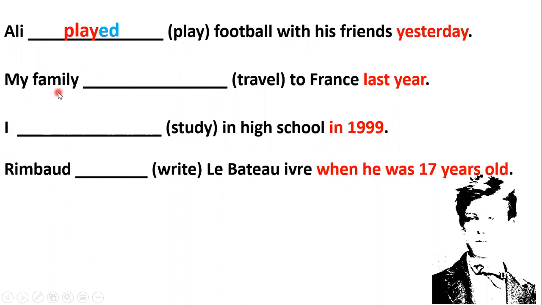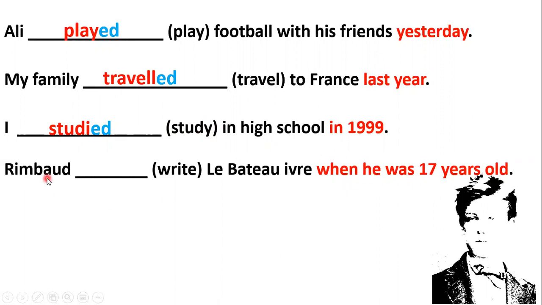Second sentence: my family traveled to France last year. It ends with a consonant. It has a vowel, so we double the consonant and add ed. Traveled. Third: I studied in high school in 1999. We are in 2020, so it is the past. I studied. We have y, it is preceded by a consonant, unlike play. Therefore, we turn the y into i and add ed. I studied in high school in 1999.